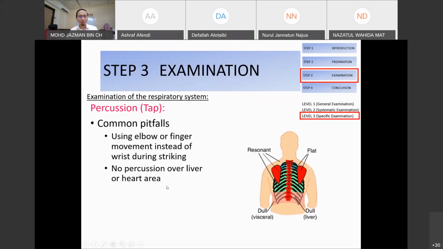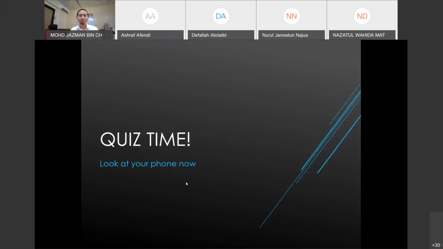So why do we need to percuss over these? Because we want to check whether there is normal cardiac dullness and normal liver dullness. If there is resonance over the cardiac and liver area, it means that there is emphysema. I repeat, if there is no cardiac dullness and liver dullness, it means emphysema, right?